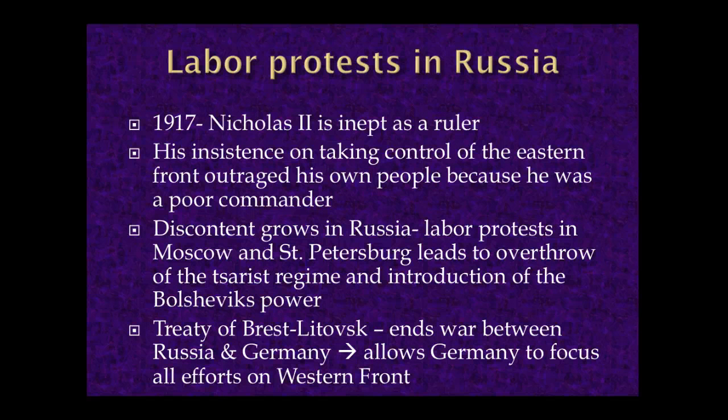This war is going to lead to protests in Russia. So by 1917, it's clear that Tsar Nicholas is not very good at being czar. One of the things that he does, it's a huge mistake, is he insists on taking control of the Eastern Front, which he has very little experience as an actual military commander, so he's no good at it. He's basically leading his soldiers into slaughter.